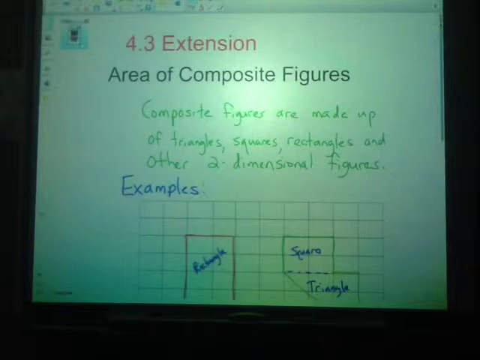Who's ready to rock and roll on some notes on Extension Lesson 4.3, Area of Composite Figures? I hope that's you. If you'll notice, I have a little definition here. It says composite figures are made up of triangles, squares, rectangles, and other two-dimensional figures, meaning parallelograms, rhombuses, trapezoids, etc.